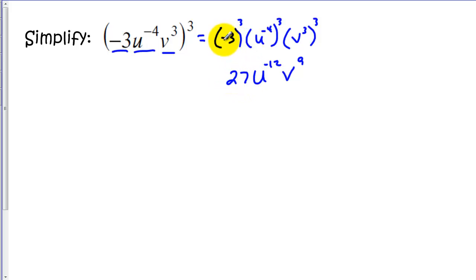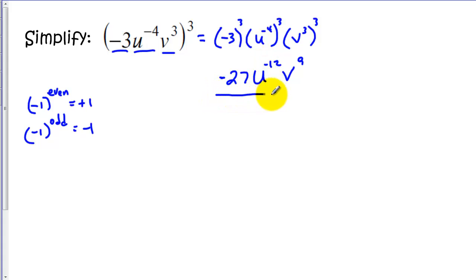And now we have to deal with this negative. So remember, if we have a -1 to an even power, so an even number of negatives, we get +1. And if we have -1 to an odd power, we're going to end up with -1. So this is a negative to an odd power, so we have negative. And finally, remember, we're not allowed to leave our final answer with any negative exponents, so we're going to make this a fraction, and then anything that has a negative exponent, we move to the bottom.